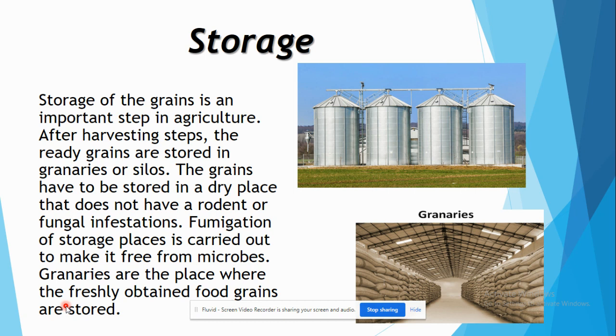So then the last step is storage. Farmers store grains in jute bags or metallic bins. However, large scale storage of grains is usually done in silos and granaries. And dried neem leaves are also used for storing food grains at home.